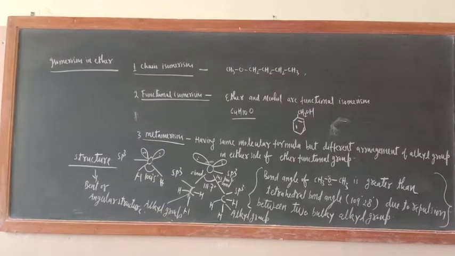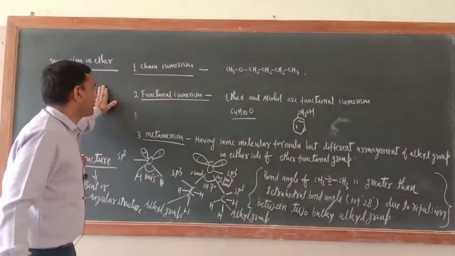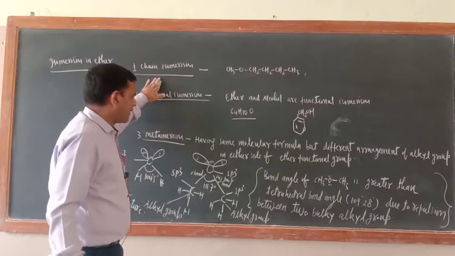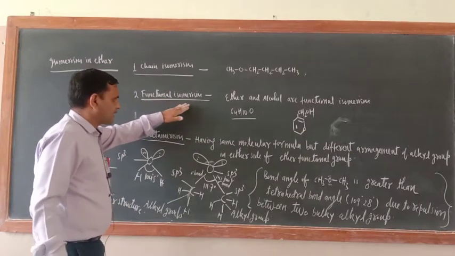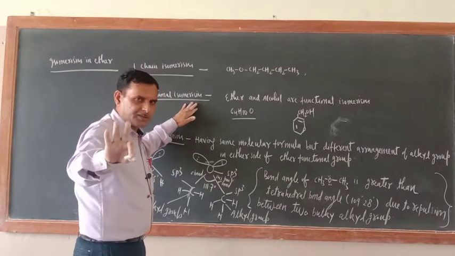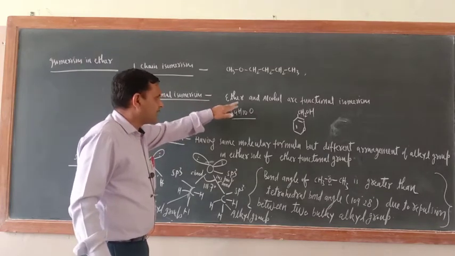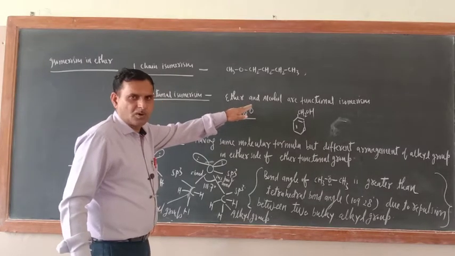Just see the isomerism in ether. In ether, basically these three kinds of isomerism are found: chain isomerism, functional isomerism, and metamerism. As far as functional isomerism is concerned, I already taught you while teaching the isomerism in alcohol. Ethers are the functional isomers of alcohol.